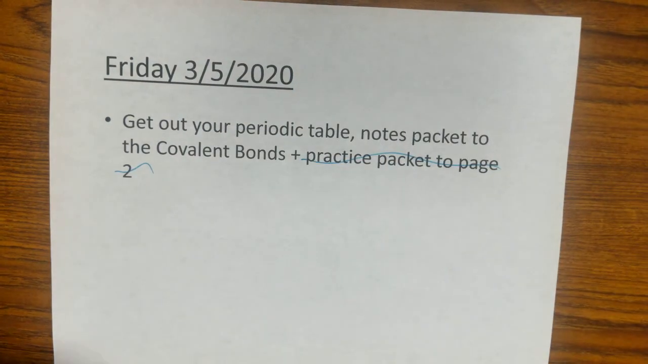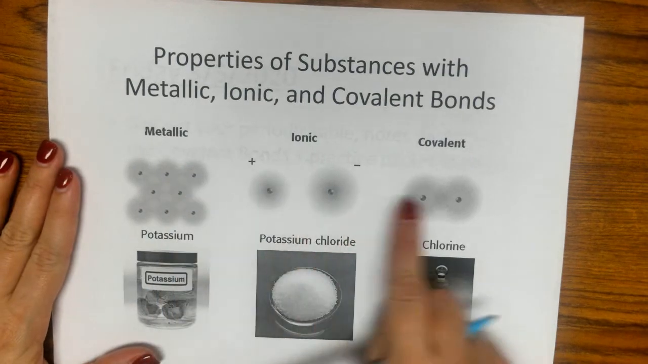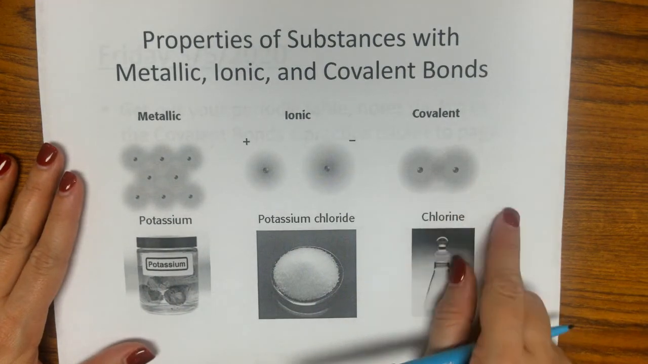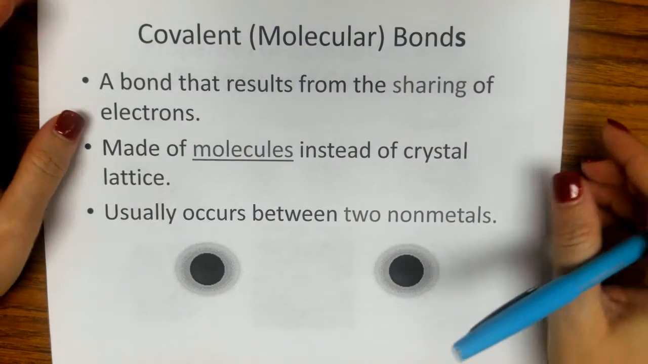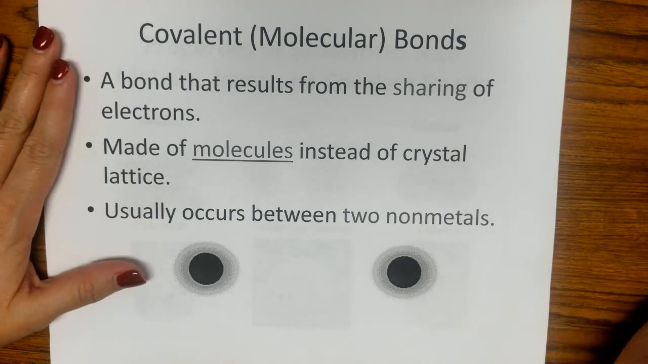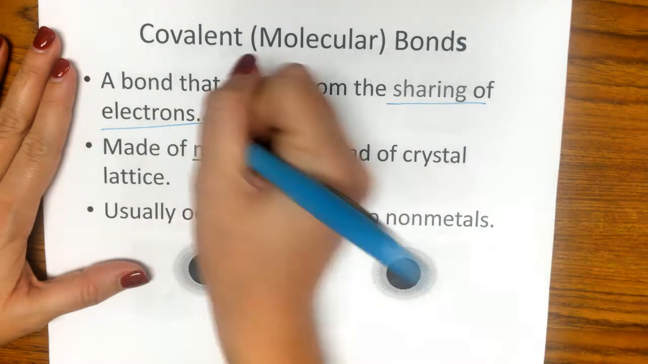Okay, so you went through the Nearpod and the difference between metallic, ionic, and covalent bonds. Most of this unit is going to be about covalent bonds, and that's what we're going to be drawing for like the next week plus. So covalent bonds are bonds that occur from atoms sharing electrons.